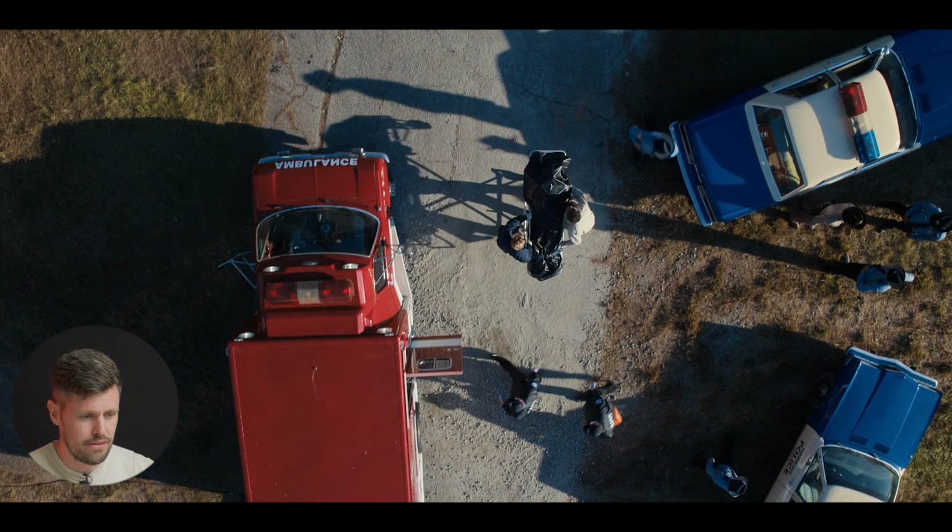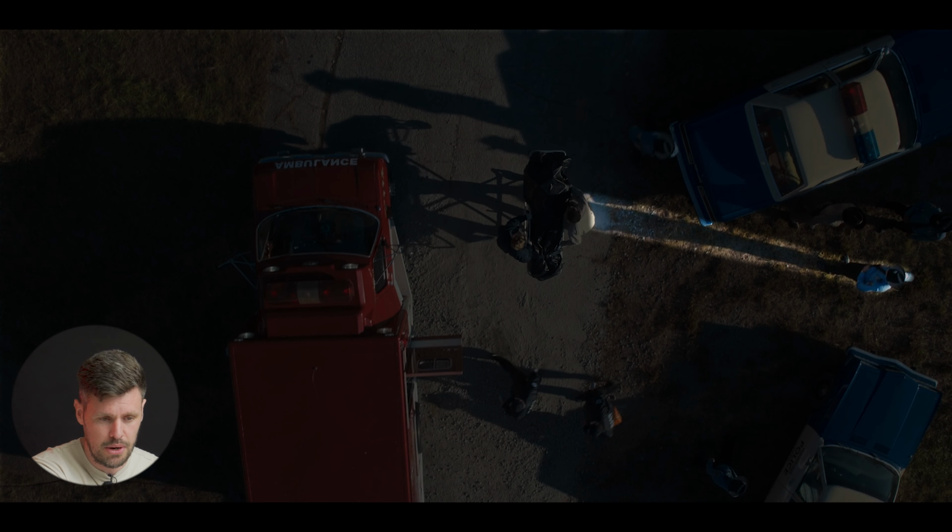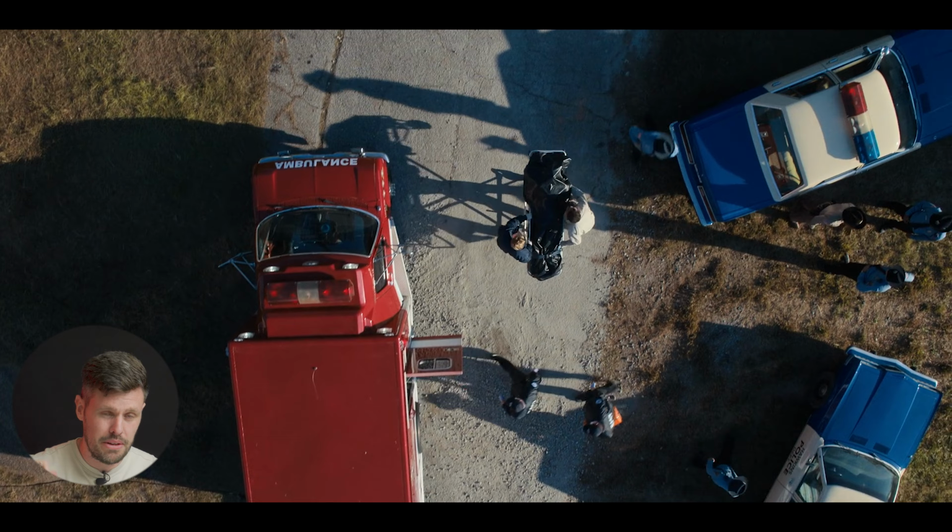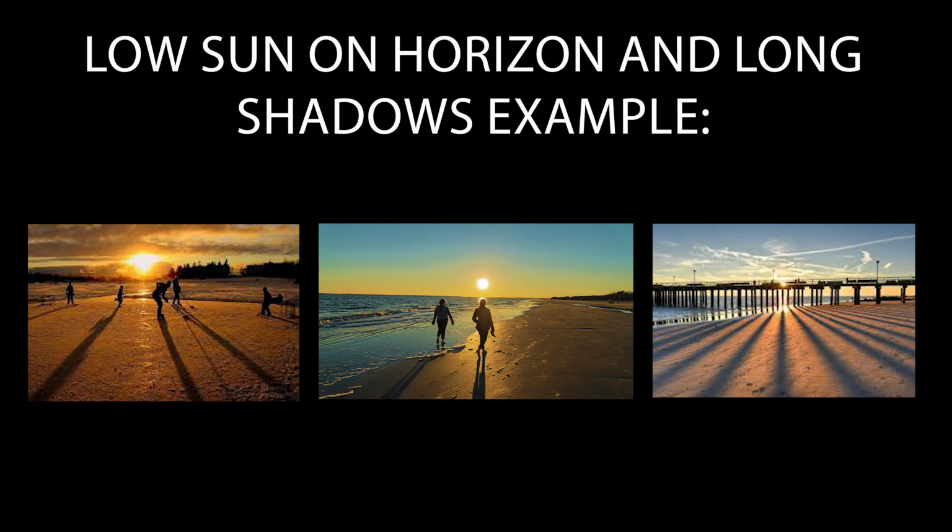Time of day, we're shooting this at a very particular time of day. This is either sunset or sunrise. I imagine it's going to be sunrise. The reason we can tell that is because of the shadows. You can see the police officer right here, look how long his shadow is. That means that the sun is very, very low against the horizon to cast those long shadows.